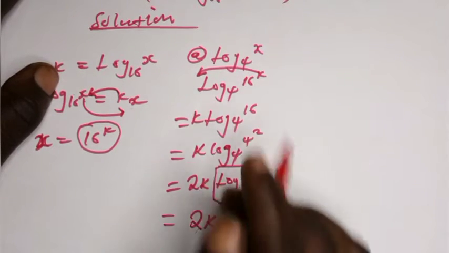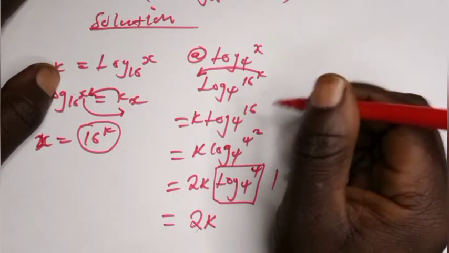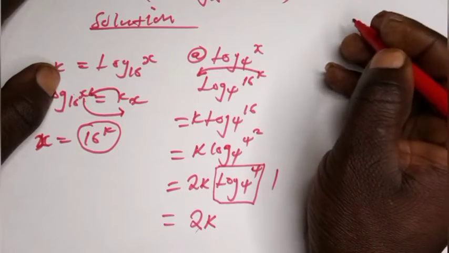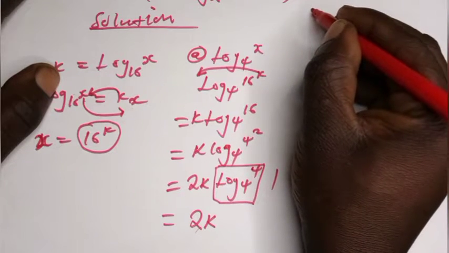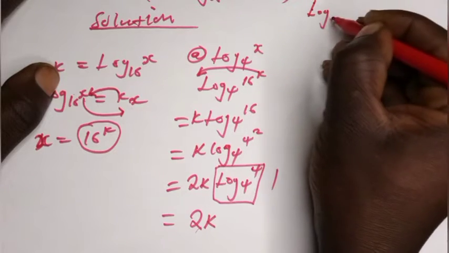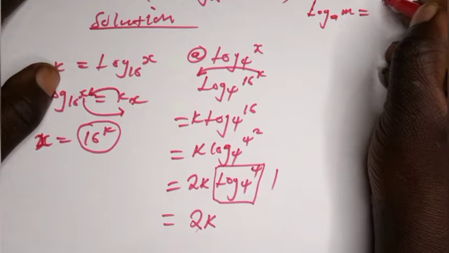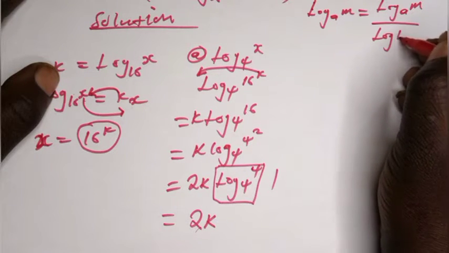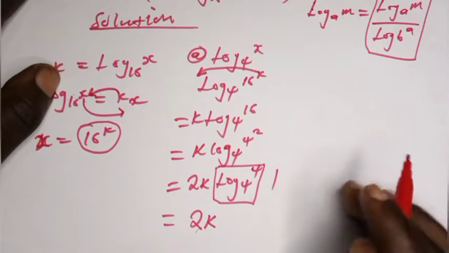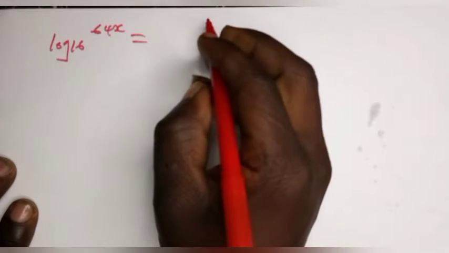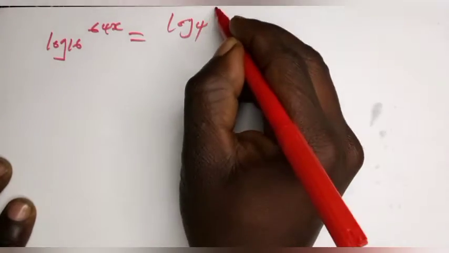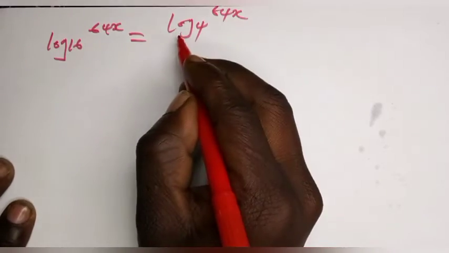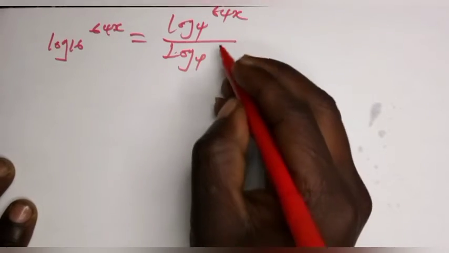Then let's find the b, they are saying. So let's take it into simpler form. Let's use that formula, which is given like log b power m equals log a power m over log a power b. Let's use this formula. So now let's start: log 16 power 64x equals log 4 power 64x over log 4 power 16.